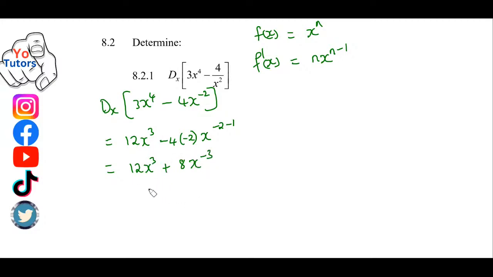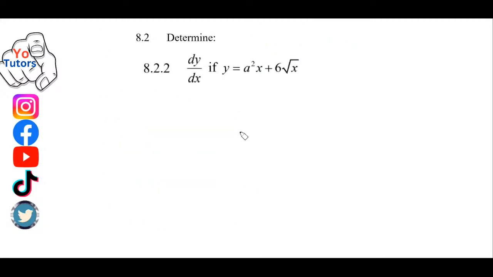Okay, so this will be your final answer. So you can even leave it as 12x cubed minus 8. Why am I saying minus now? 8 over, what is it? x cubed. Okay, now let's go on to the last part.